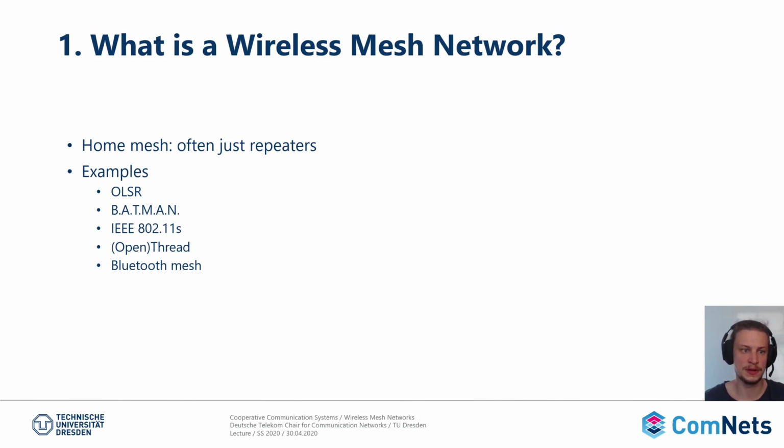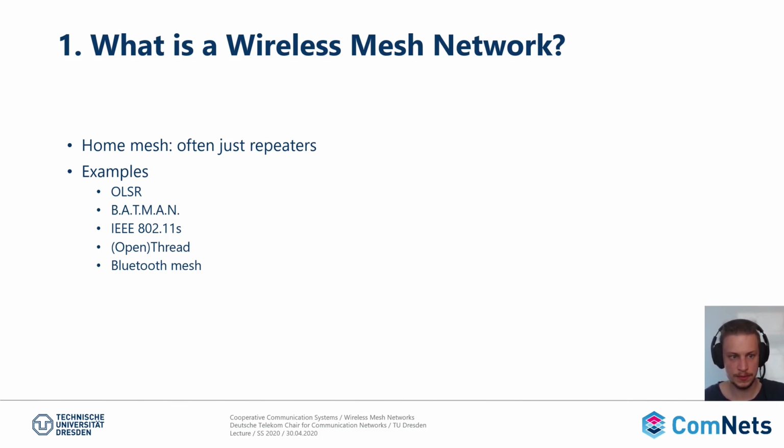So examples of current implementations of wireless mesh networks are just sometimes home routers that are now being advertised very often, which is sometimes just repeaters, but real implementations of mesh networks are, for example, Optimized Link State Routing, which you can also look up in the RFC. Then we have Better Approach to Mobile Ad Hoc Networking, which is a widespread protocol which runs on over 1 million access points around the globe, and is also in the Linux kernel since version 2.6. The same is true for the protocol specified by IEEE 802.11s, which you can also find in the Linux kernel as open80211s.